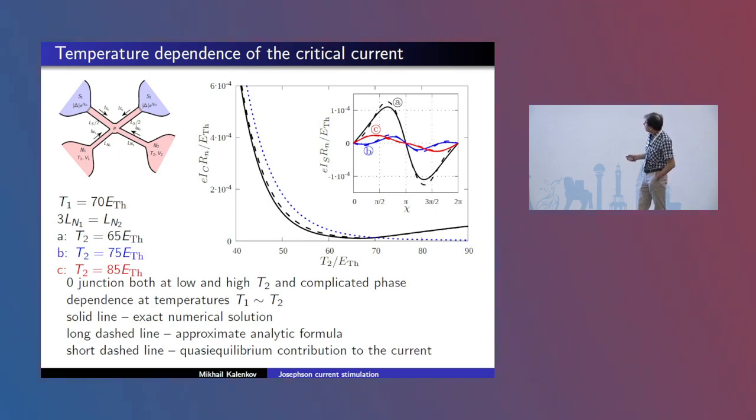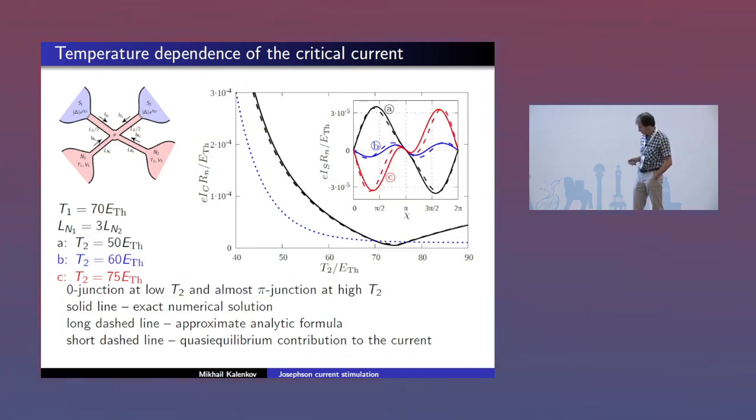Here I plot the dependence when the length to the first terminal is larger than the length of the wire to the second terminal. In the opposite situation, we get a similar picture, but now the sign of the non-equilibrium term is opposite.